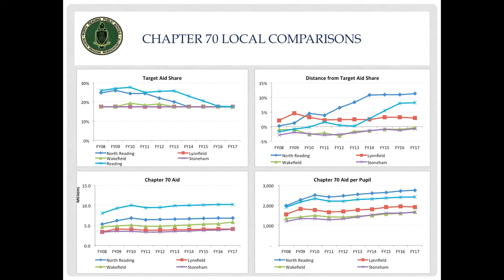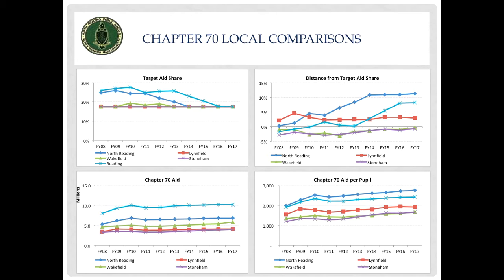So when you look at the distance from that target aid share, moving over to the right to this line graph, you can see the community out of these 5 communities that has the greatest distance from their target of 17.5%. The target would represent this line here, and it is actually North Reading. North Reading is the solid blue line, and you can see we're about 11 or so percent away from our target of 17.5%. So I showed you on the first slide that we are about 29 or so percent, and our target is 17.5.